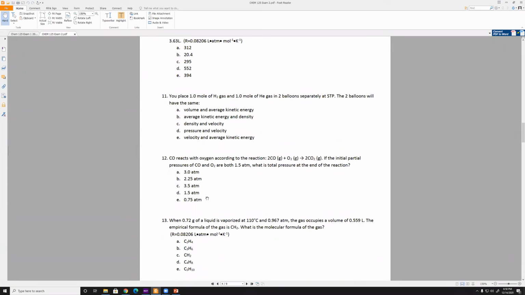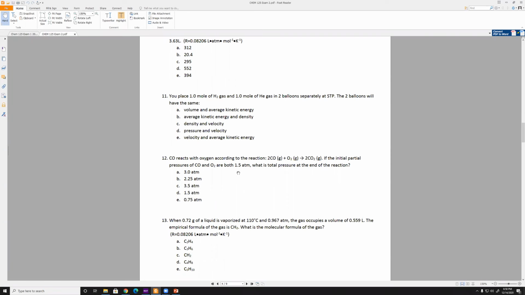Okay, next, number 12. CO reacts with oxygen according to this equation. If the initial partial pressures of CO and O2 are both 1.5, what is the total pressure at the end of the reaction? Now, this one's kind of tough. I don't think it will be on the final, but I'll tell you how you do it.